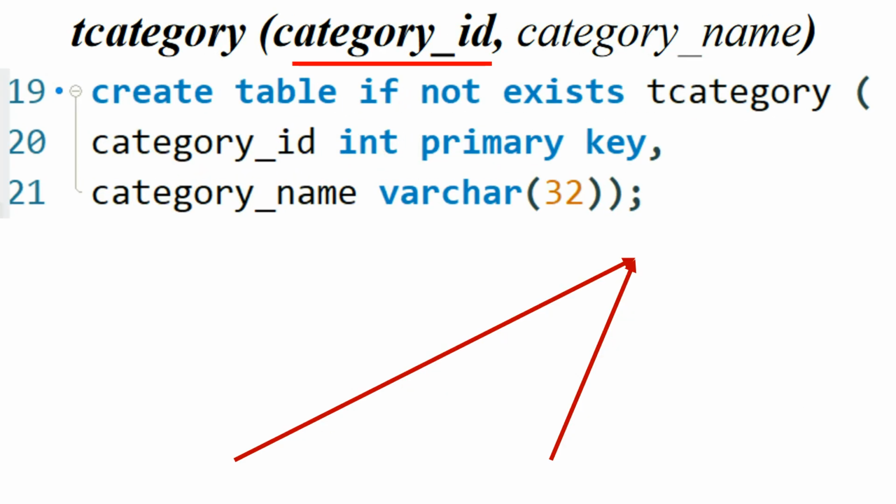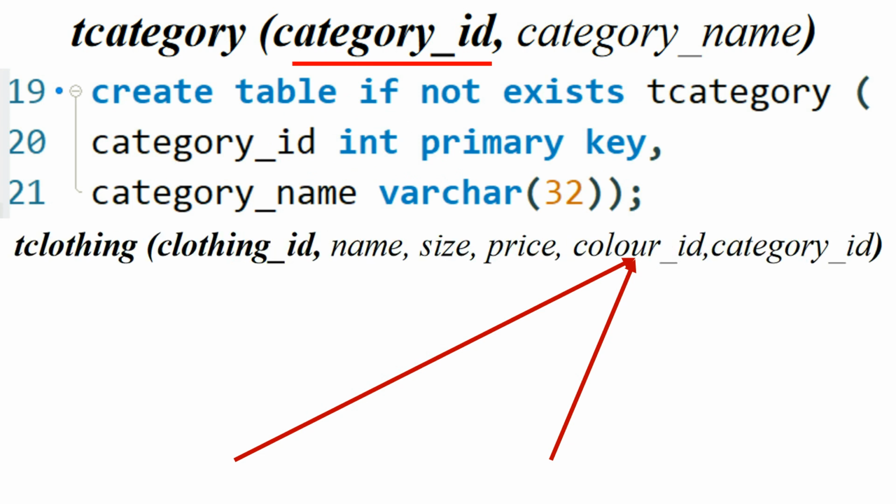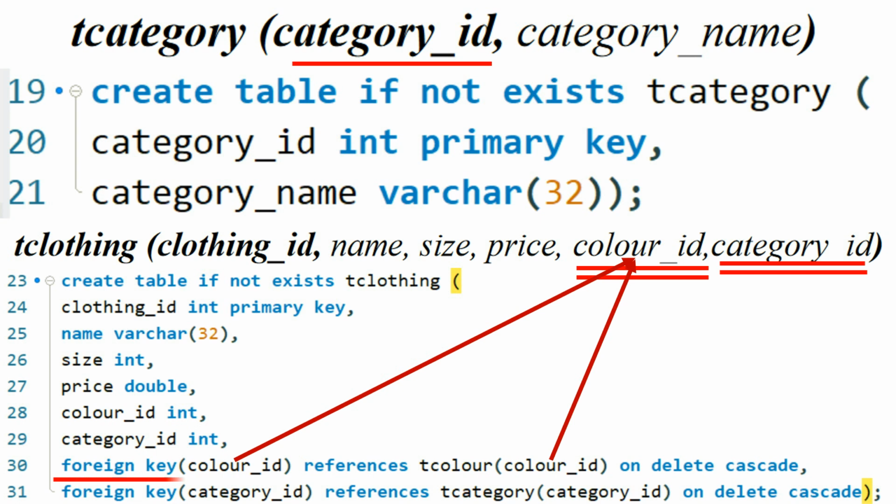T category, we are not asked to create T category, but it is mandatory. Therefore, you have said it in the footnotes, but we just create it the same way. And then T clothing, you were asked to create T clothing. So you say on line number 23 at the bottom, create table if not exists T clothing, you open the brackets for the attributes: clothing ID, int, primary key, and entity integrity enforced, name varchar, size int, price is double. You may also specify that the price should not be negative.